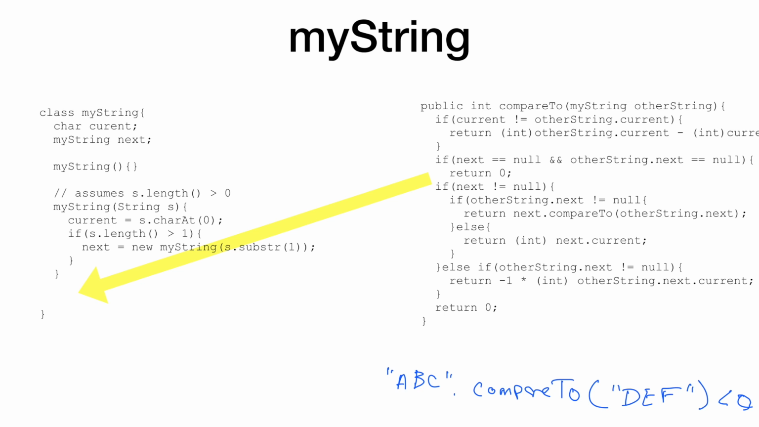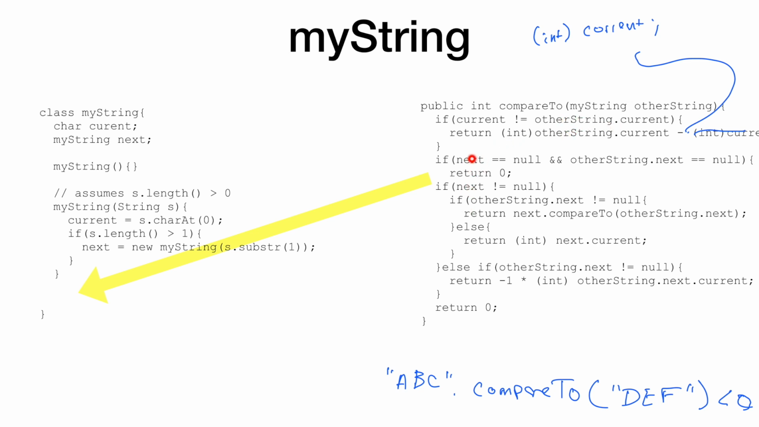And you can't actually see it over here. But what it says is that's actually int of current, right? So we're converting a character into an integer, right? So the ASCII value is what we're looking at here. Okay, so if this fails, that means that our current characters are the same, right? If current is equal to other string.current, then we're going to do something else.